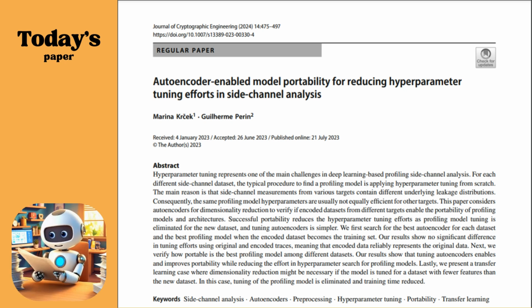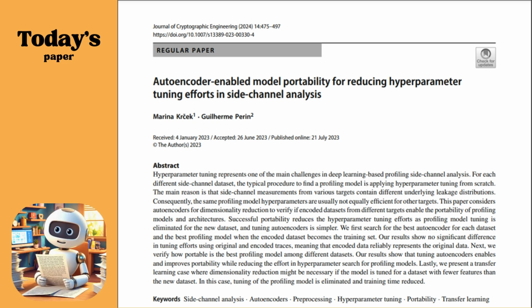But they didn't stop there. What else did they do? They wanted to see if they could actually use autoencoders to improve transfer learning for these side channel attacks. Okay, remind me, what is transfer learning again? It's like taking a model that's already been trained on one data set, and then you tweak it a little bit to work on a different data set. Right, kind of like adapting it to a new task.